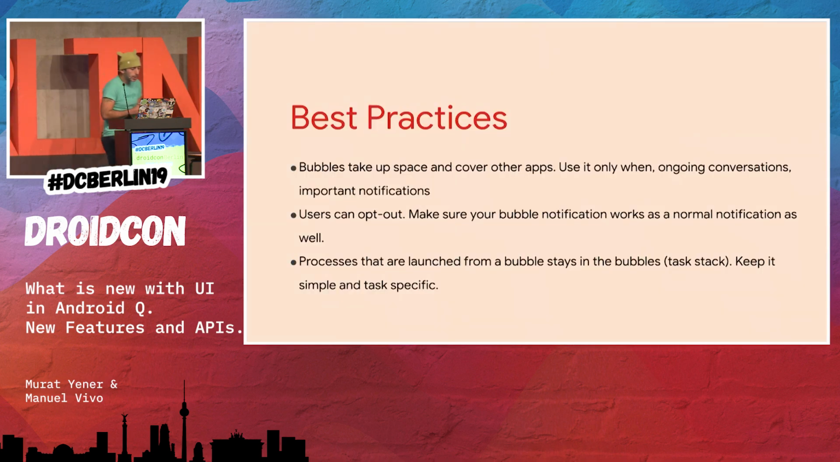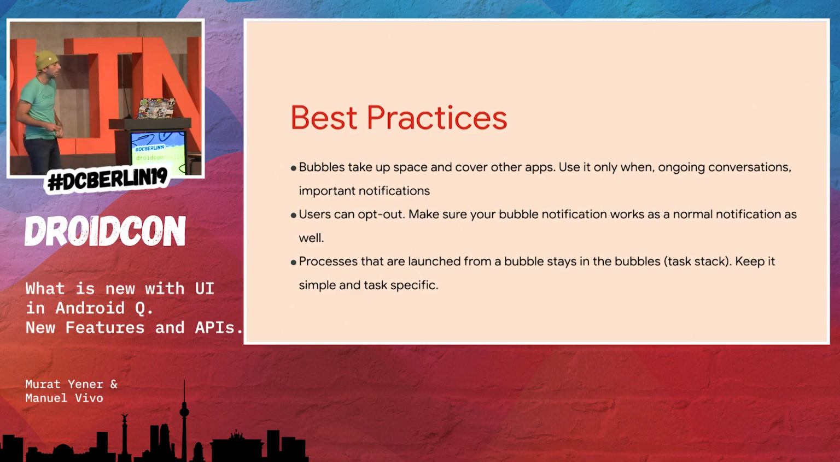Here are some best practices. As I mentioned, bubbles take up screen real estate. They cover other app content. So you should only send a notification as a bubble if it's really important, or the user really wants to see it that way. So make sure your users are happy with that. And keep in mind, the user can opt out anytime. So the way you use bubbles should be okay to use with notifications.